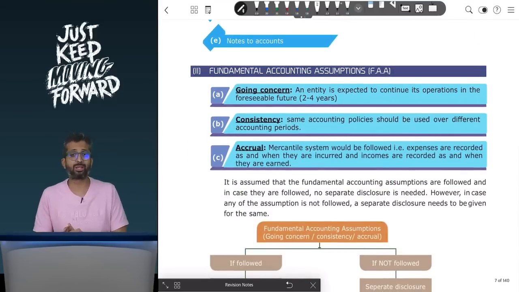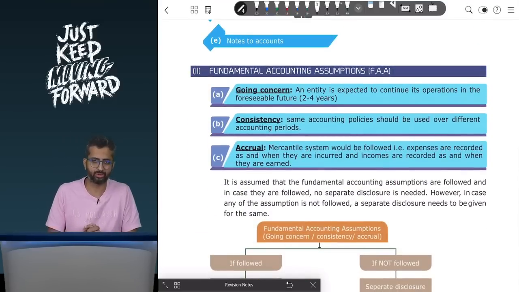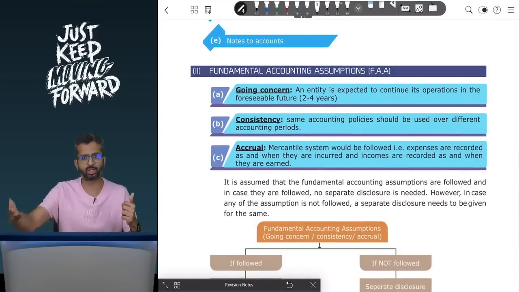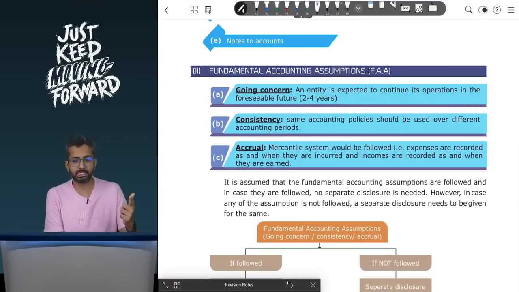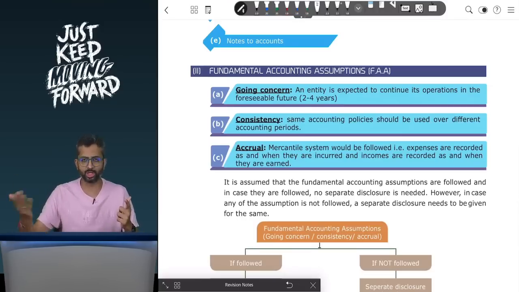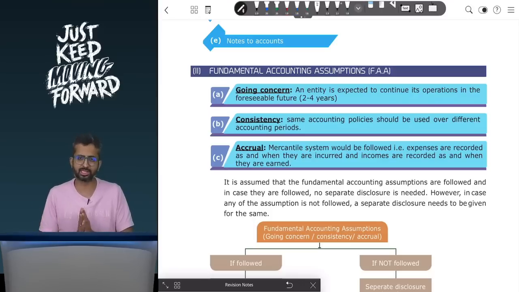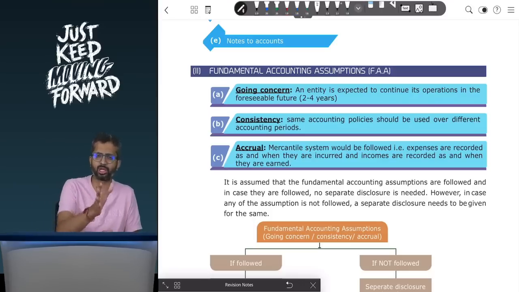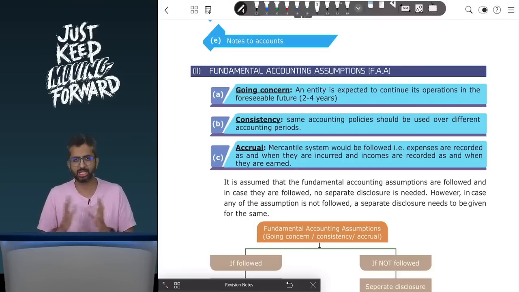While preparing financial statements, you have three fundamental accounting assumptions. That is a going concern, that is business will continue in the foreseeable future; consistency, that is same accounting policies are to be followed year after year; and accrual, that is mercantile system of accounting, record expenses as and when they are incurred, incomes as and when they are earned, irrespective of when they are received or paid in cash.